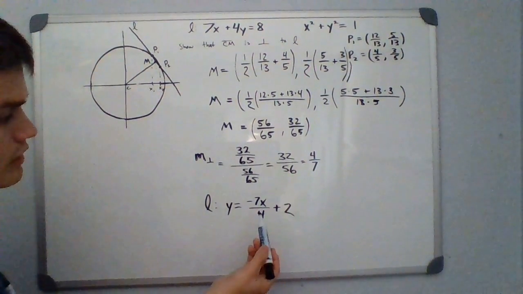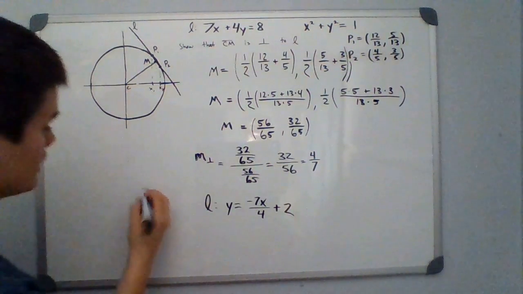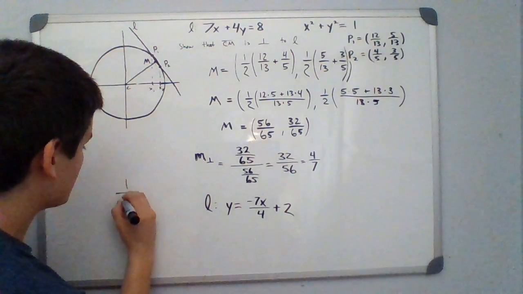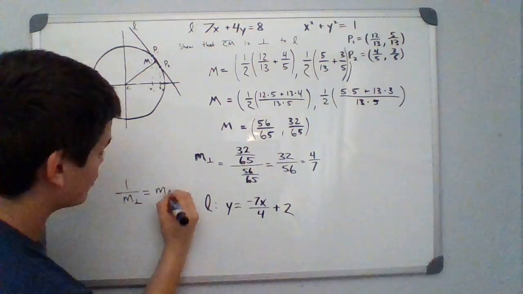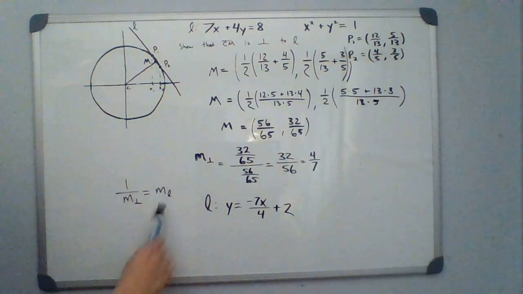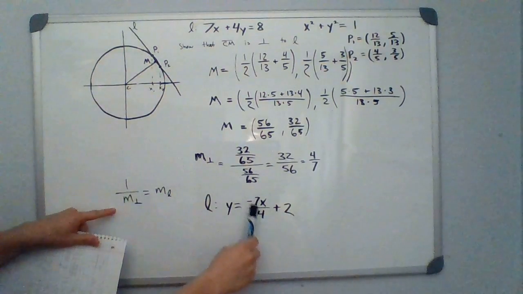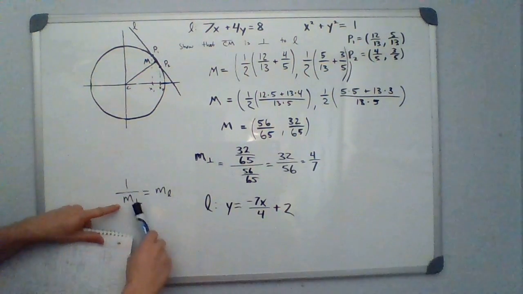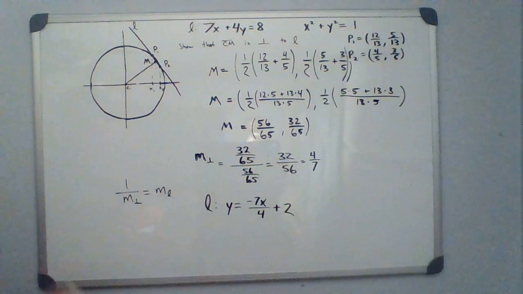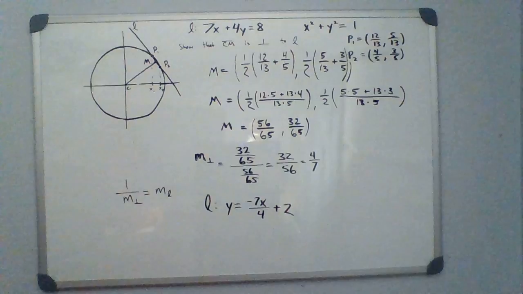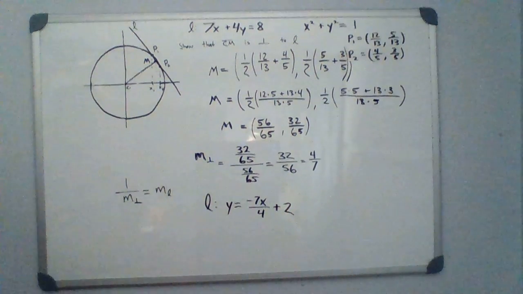And then from here, all I have to do is show that 1 divided by m perpendicular is equal to the slope of line L. I know that I use these little symbols a lot, but this is what I mean. The slope of line L is negative 7/4, and the slope of the perpendicular CM is 4 divided by 7. So from there, it's pretty easy to see that CM is perpendicular to L.